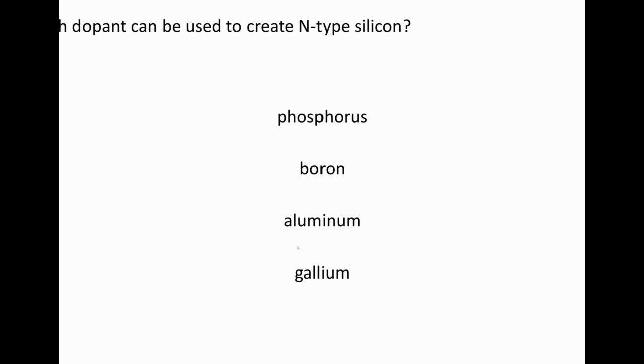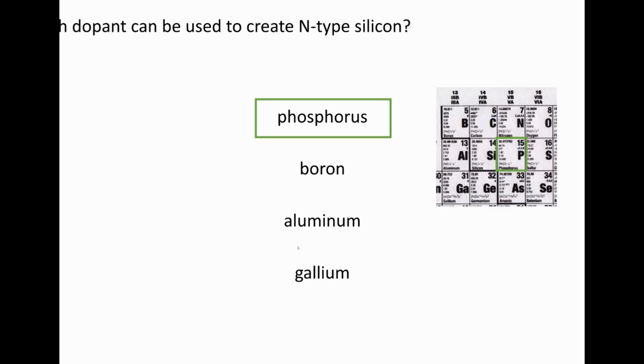Okay, so the first question on the quiz was, which dopant can be used to create N-type silicon? The answer there is phosphorus, because it's the only answer that is an element in column 5 on the periodic table. N-type silicon is the type that has electrons as the majority charge carriers. That electron charge carrier comes from the fact that the dopant comes from group 5, having 5 valence electrons, 5 electrons in the outermost shell.